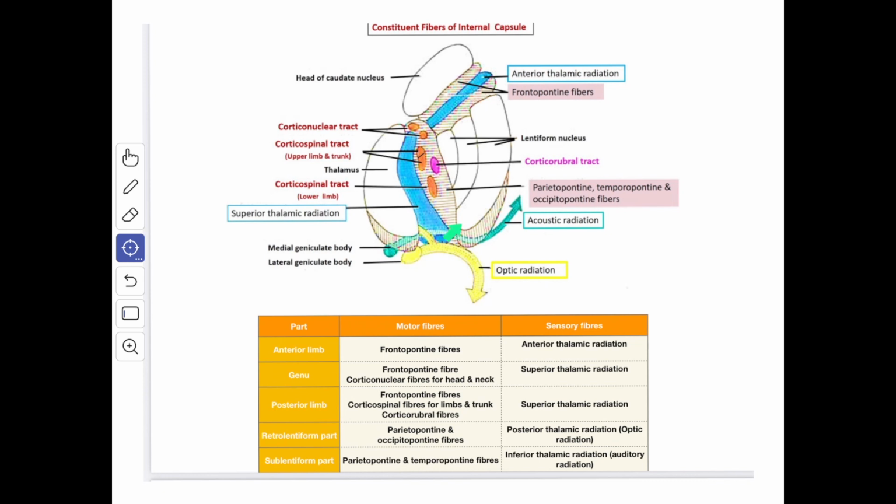In the retrolentiform part of the internal capsule, you have the parietopontine and the occipitopontine fibers and the posterior thalamic radiation which forms the optic radiation. And in the sublentiform part of the internal capsule, you have the parietopontine and the temporopontine fibers and also the inferior thalamic radiation, that is the auditory radiation.